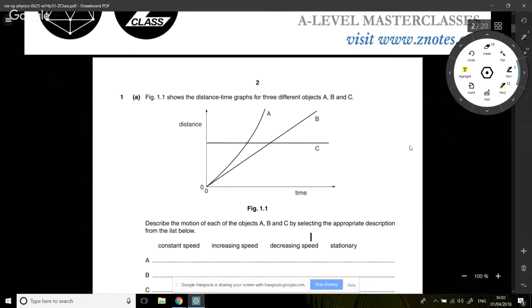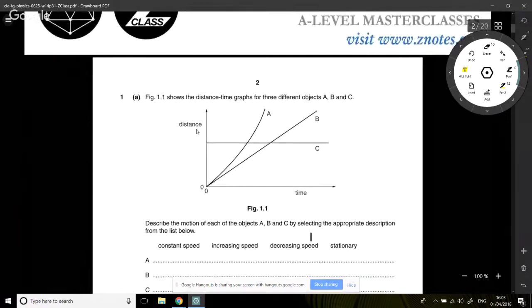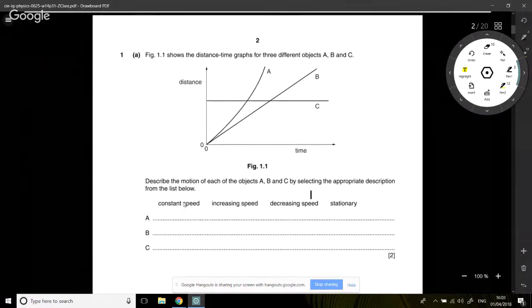distance versus time graphs and so on and so forth. You basically just need to match these two up. It's distance on the top, time on the bottom. So let's go in reverse order. If we look at C, it's nice and flat, so it's got no gradient. Therefore, if the distance is staying the same no matter what time we look at, it is stationary.